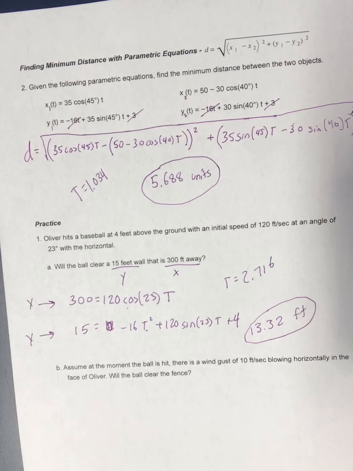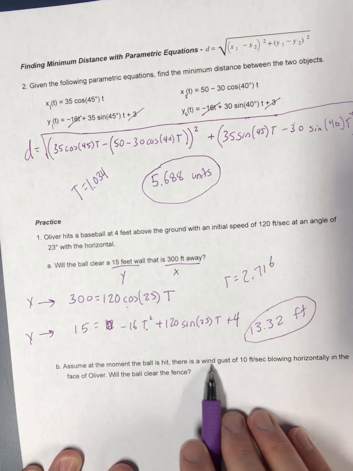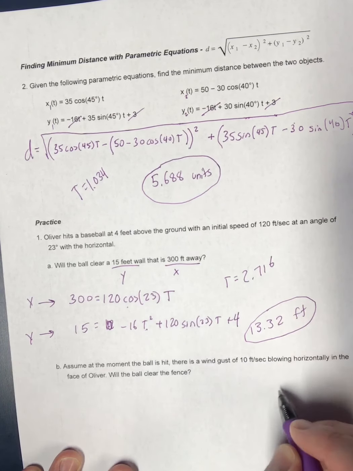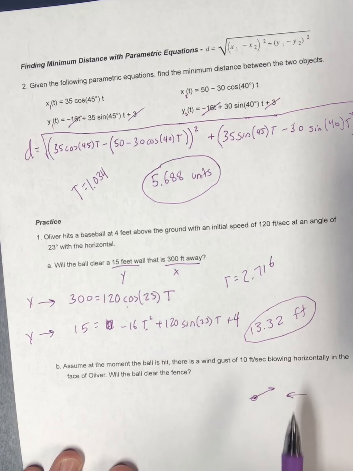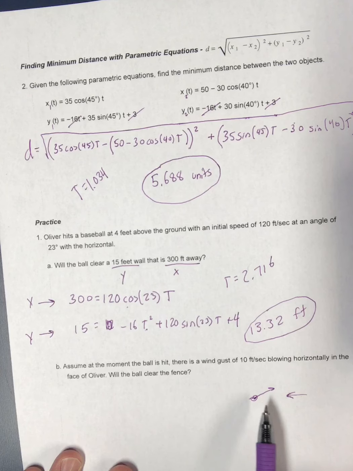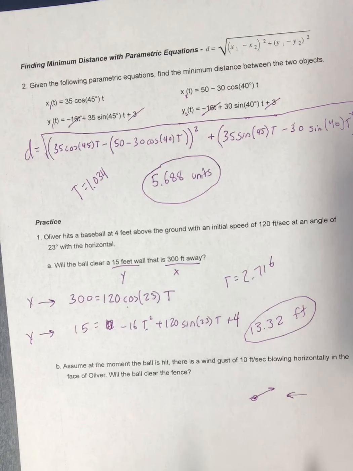Okay. Now, in this case, assume at the moment the ball is hit, there's a wind gust of 10 feet per second. So if you can imagine a ball being hit in the air, like this, here's the baseball, it's getting hit up in the air, but there's a wind going directly this direction against Oliver. What's happening here is that this wind is only impacting the x component because it's going in a directly horizontal direction. The y value will not be impacted by this because the height doesn't change based on a wind coming directly horizontally. However, the ball will not make it as far as it would have with no wind.